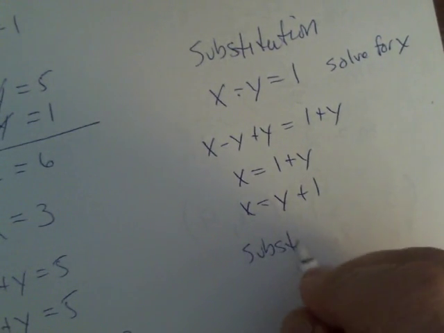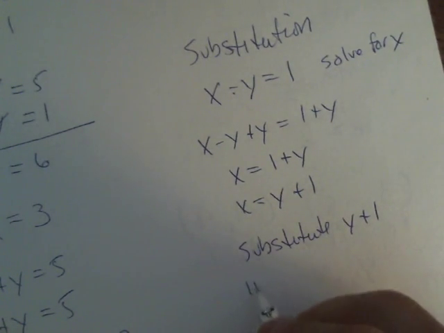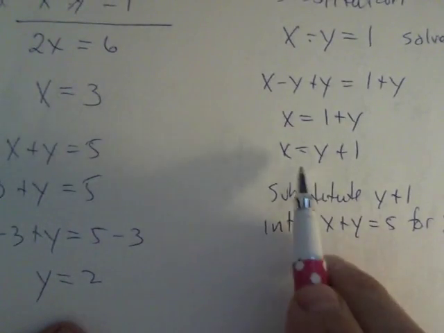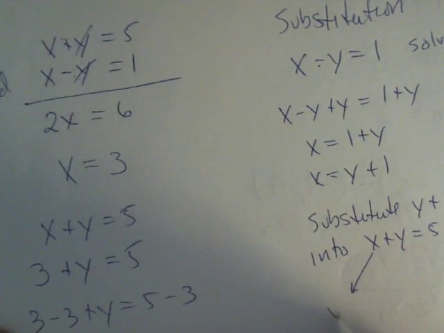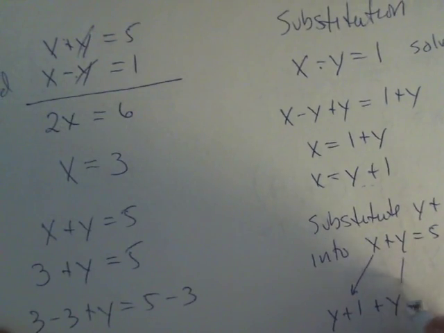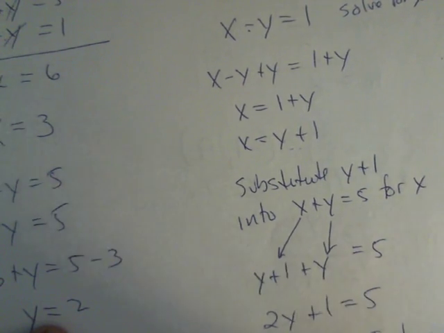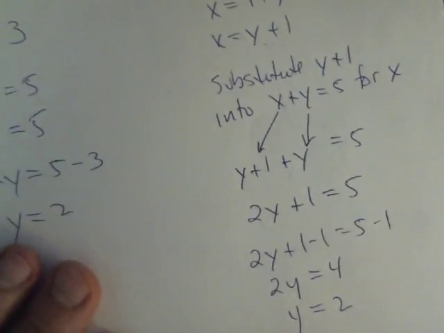Then I substitute y plus 1 into x plus y is 5 for x, because I'm saying x is y plus 1. So I substitute y plus 1 into here, write down the other y, and now I'm going to solve for y. So I have 2y plus 1 is 5. Subtract my 1 from both sides. 2y is 4. Divide by 2 to get y is 2.